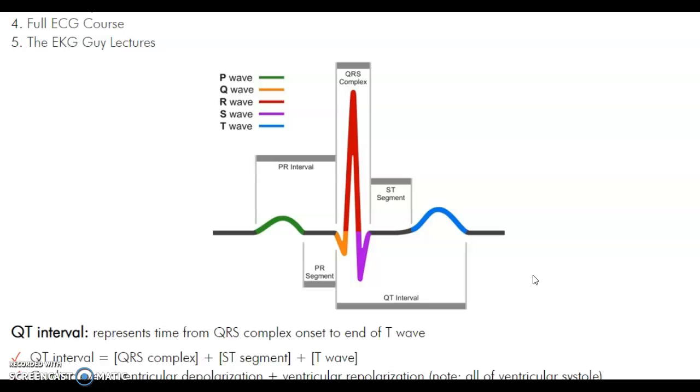And remember, when we're determining these intervals, we have to look at our little blocks, and our little blocks equal 0.04 seconds. And so we're counting time on the strip when we're counting from left to right. But if you're asked a question about the length of the PR interval or the width of the QRS complex, then you know exactly where you need to start counting these little blocks.